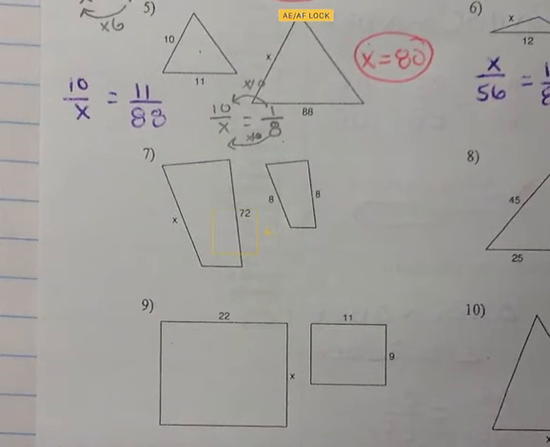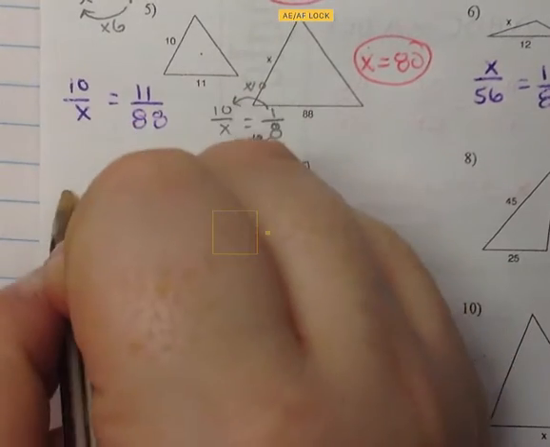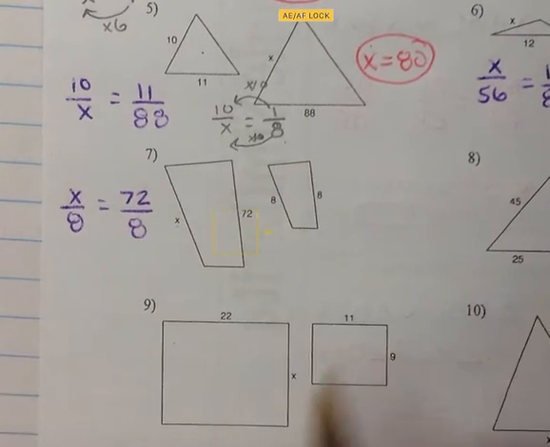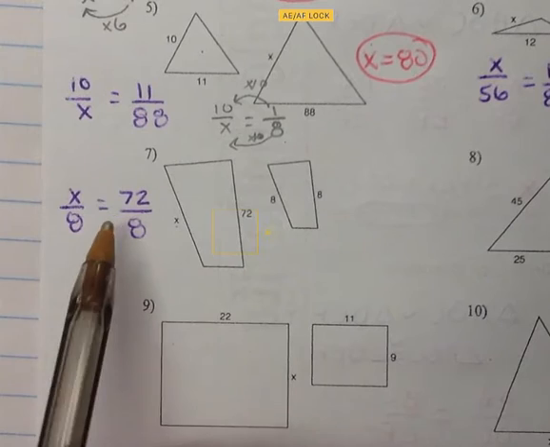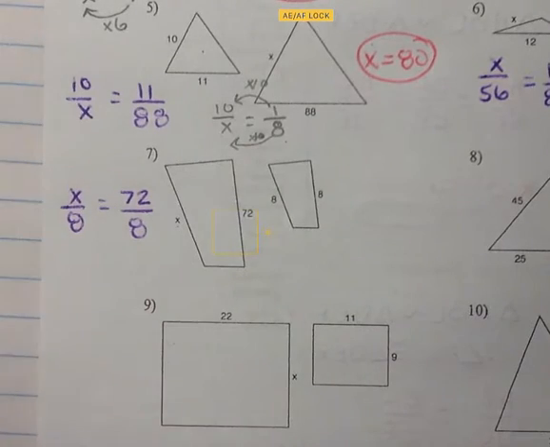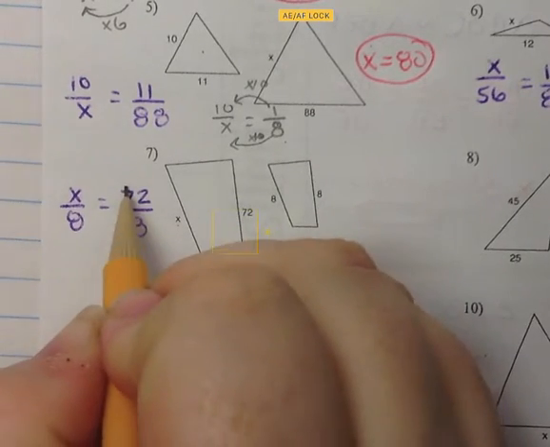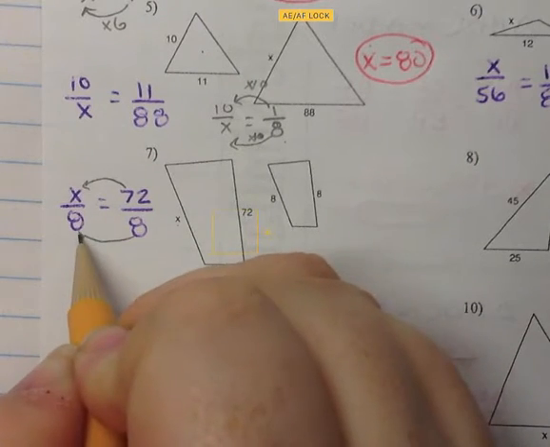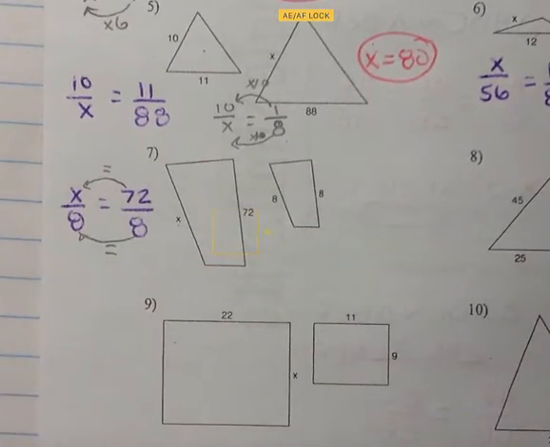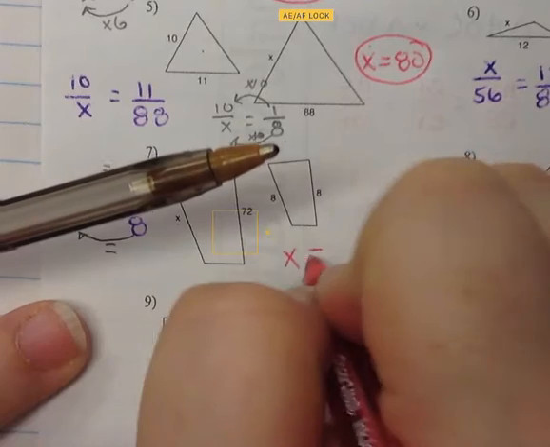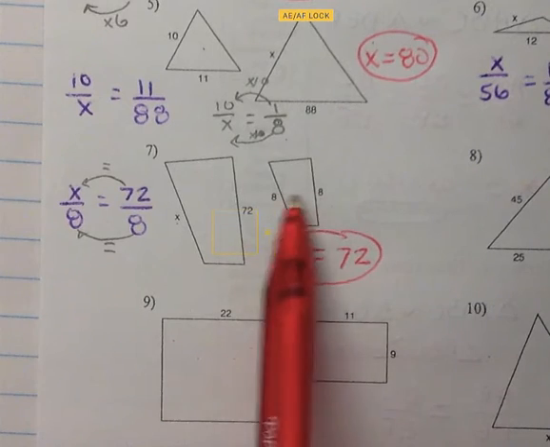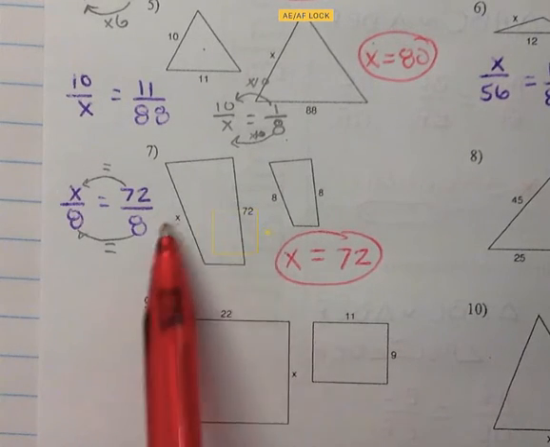On number 7, x goes with 8 equals 72 goes with 8. Now on here, I actually don't have to simplify because I can see that 8 and 8 on the bottom, if I wanted to scale that, these would actually be equal to each other. That means that this scale also has to be equal to each other. So x has to be 72. I don't need to actually simplify that. X is equal to 72. Because these side lengths are the exact same, that means that these side lengths also have to be the exact same.